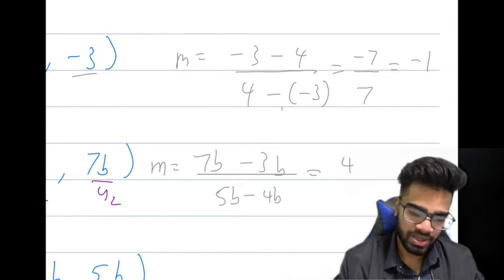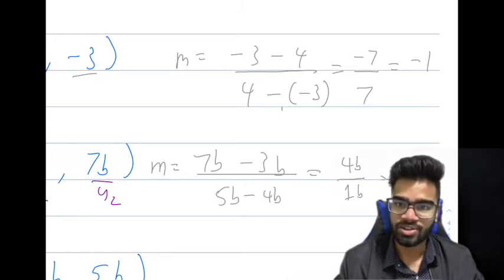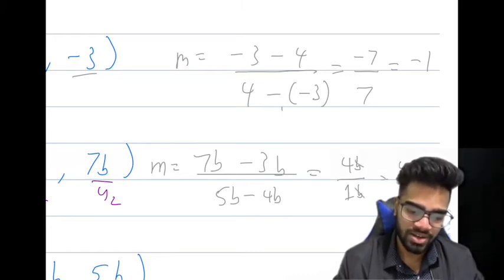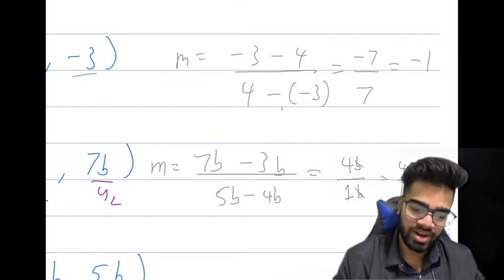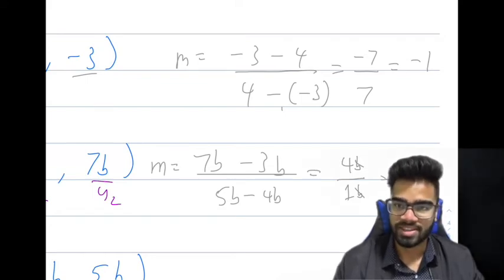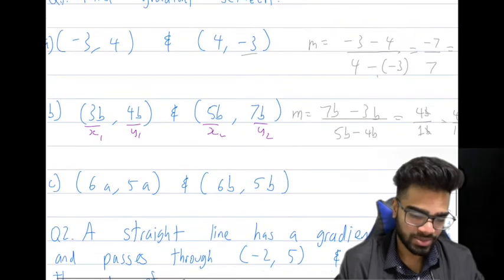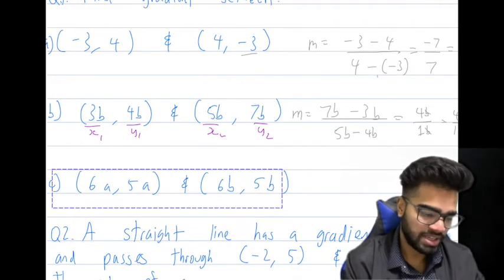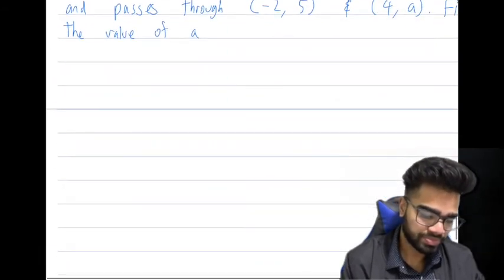7b minus 3b is 4b. 5b minus 4b is just 1b, you can say. Now, because we have b on the top and bottom of the fraction, you can cancel it out. So in other words, you have 4 over 1. So the gradient is 4. That's it. All right. So next one, last one we're going to do together. I'll need a bit of space for this, so I'm going to copy it down.